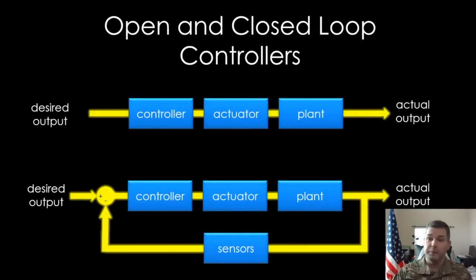Here's a quick side-by-side comparison. Open loop controllers are great in that they're simple. They're not so great in that they can't reject disturbances. The closed loop controller is a little more complicated, with a few more components, right?